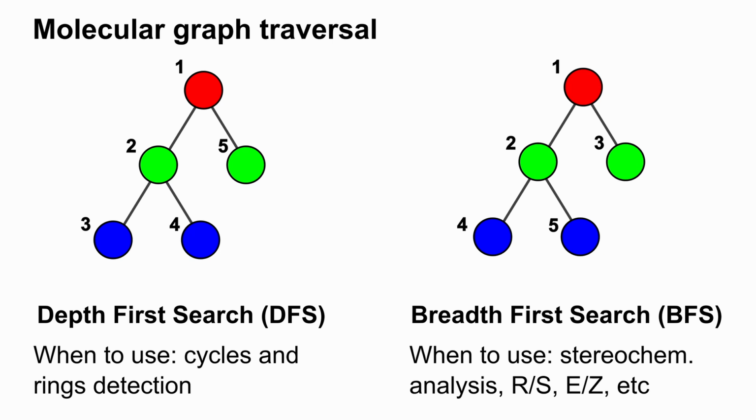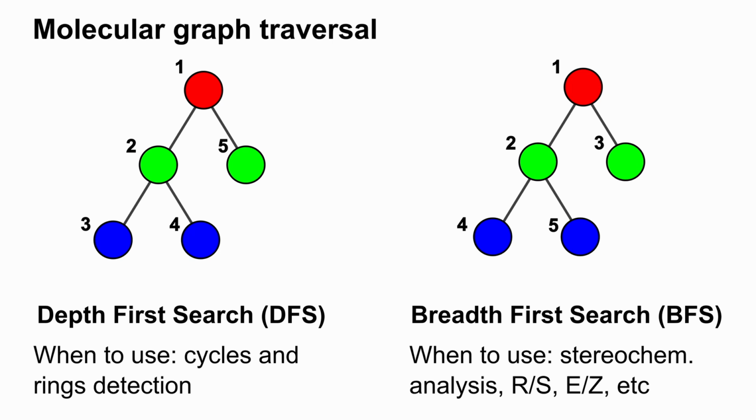For instance, you can use it in cycle and ring detection algorithms, or if you want to find a path between two nodes, the shortest path for instance, you can also use depth-first search. And unfortunately, it is not applicable for this particular problem that I'm going to cover in this video.